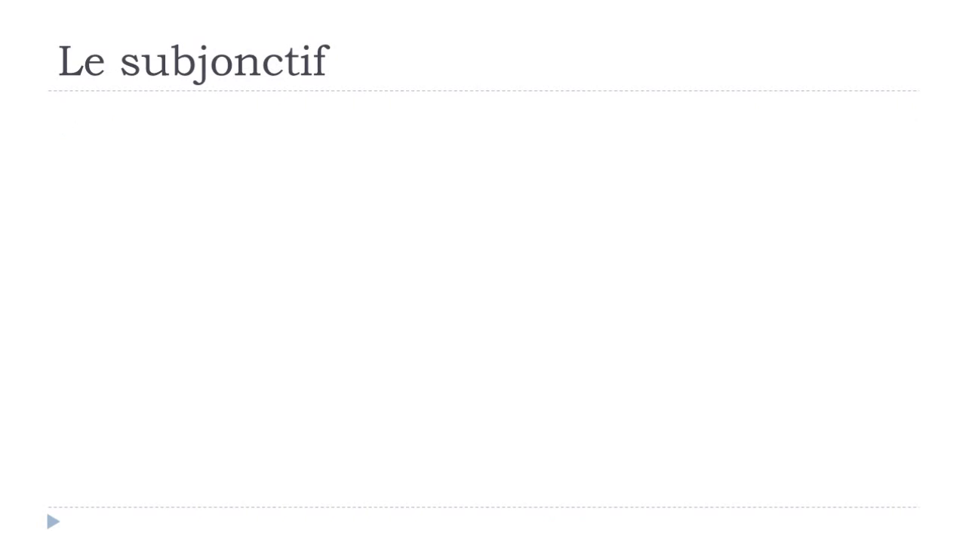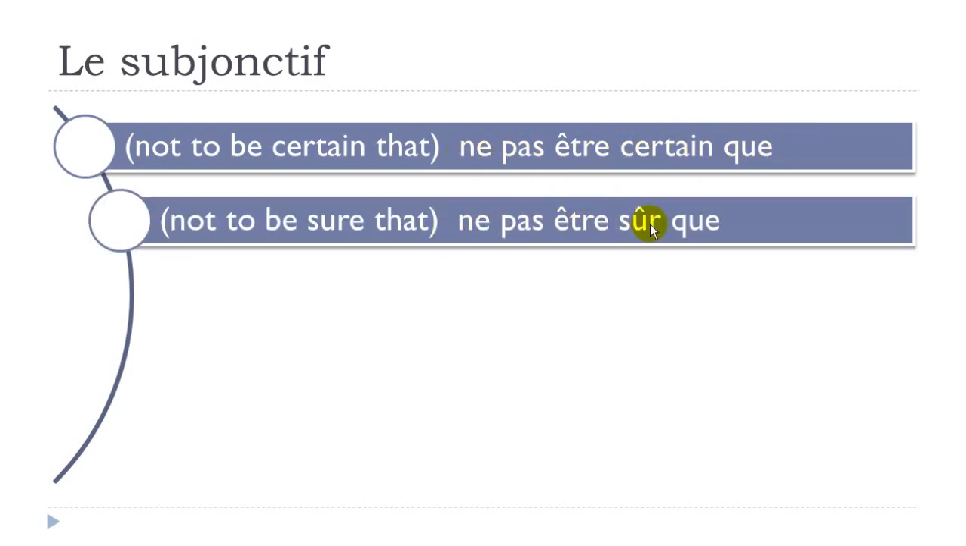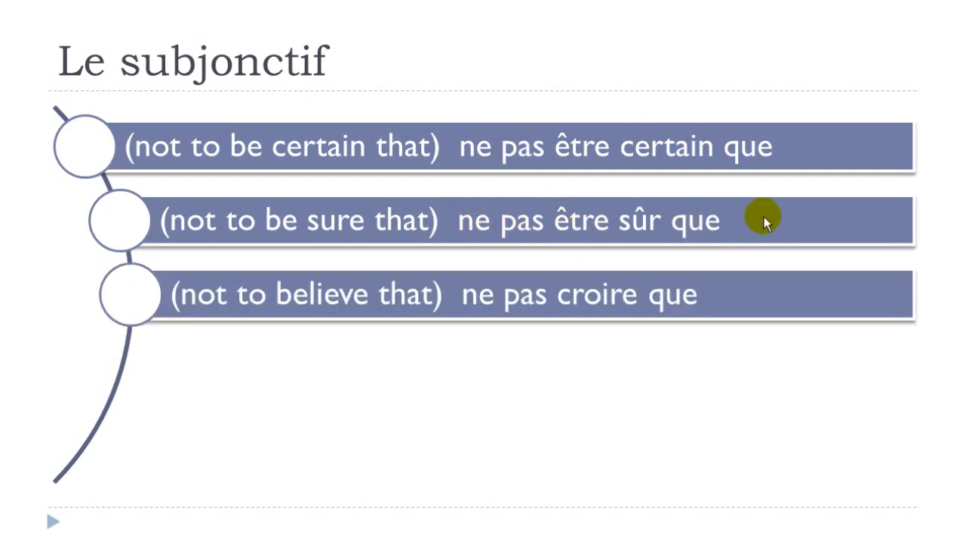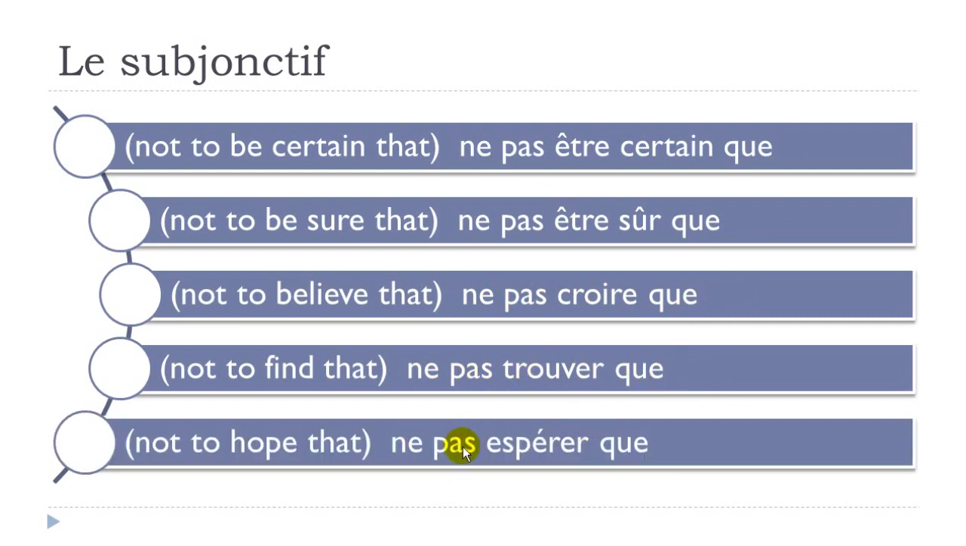Okay? And it continues. Ne pas être certain que, ne pas être sûr que, ne pas croire que, ne pas trouver que, ne pas espérer que, and now I will make the liaison. Ne pas être certain que, ne pas être sûr que, ne pas croire que, ne pas trouver que, ne pas espérer que, and they should be followed by le subjonctif.